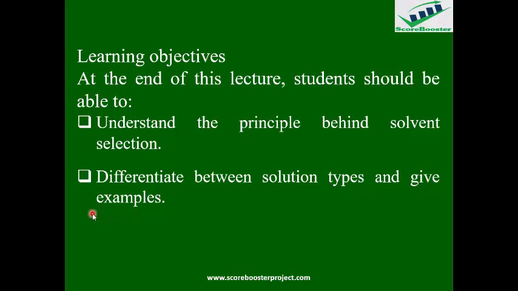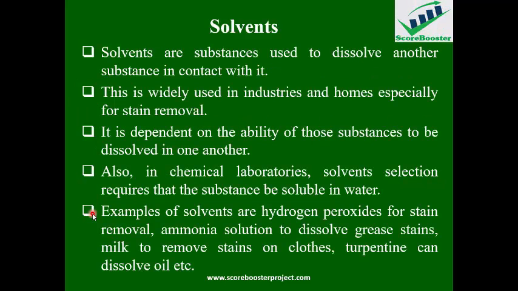And again, if we have a mixture, what are the possible outcomes as a solution? What are the possible outcomes, the structure of the product that we can get when we have two things mixing together? So that is what we want to discuss today. After today's class, it is our hope that we will understand the principle behind solvent selection, how to select solvent based on some criteria, then again how to distinguish between solution types and give some examples of the solution types.